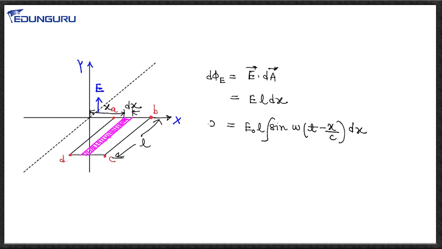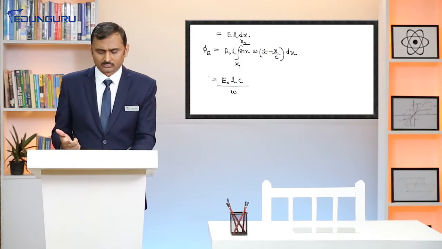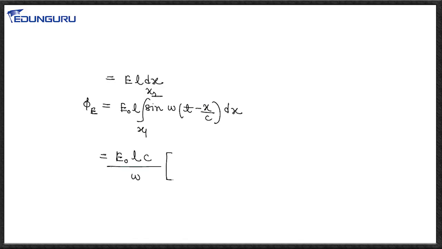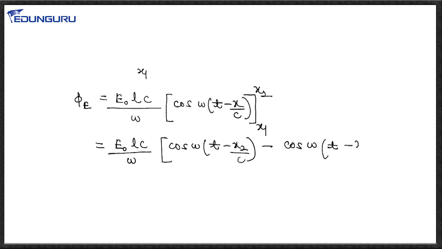Now, to find the net flux phi E, this will be integrated from x1 to x2. Clear? Now this is E naught L. When we integrate it, it's C by omega with a minus sign, and the integral of sine is minus cos, so this minus sign vanishes. We have this integration as cos of omega times (T minus x by C), from x1 to x2. This is phi E. Now this is E naught L C by omega, cos omega (T minus x2 by C) minus cos omega (T minus x1 by C).